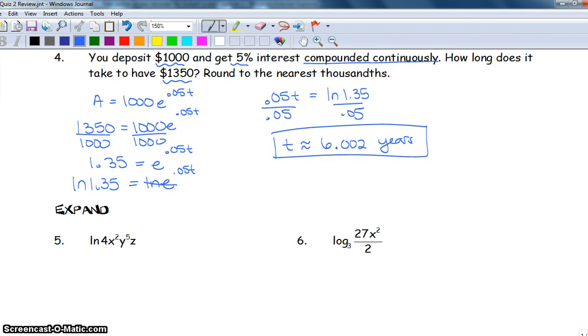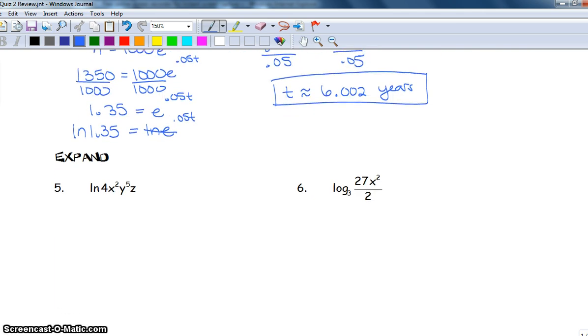Okay, expanding. Remember, expanding means that you're making something bigger. So you're taking the natural log and you're expanding into all of its individual pieces. So I've got 4 times x squared times y to the 5th times z. So that's natural log of 4 plus the natural log of x squared plus the natural log of y to the 5th plus the natural log of z. Remember, multiplication means you're separating your pieces by addition.